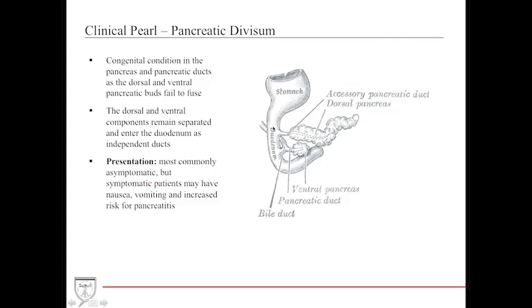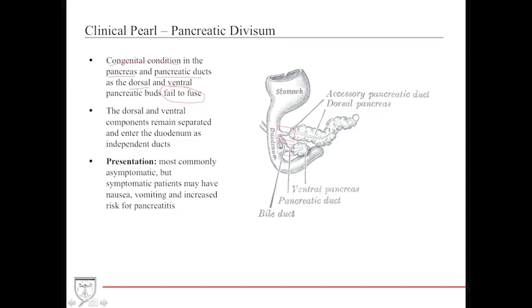There are a few other conditions we want to talk about too, especially when we talk about these accessory GI organs. One is pancreatic divisum. This is a congenital condition in which the pancreas and the pancreatic ducts of the dorsal and ventral pancreatic buds fail to fuse together. So the dorsal and ventral components remain separated and enter the duodenum at independent ducts, as we discussed before. That's why we have the minor and major papilla.